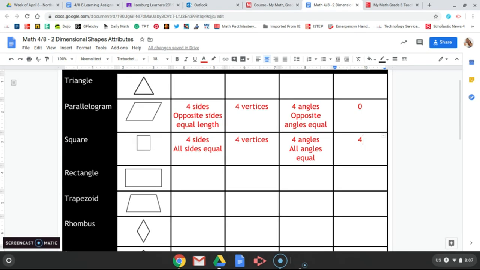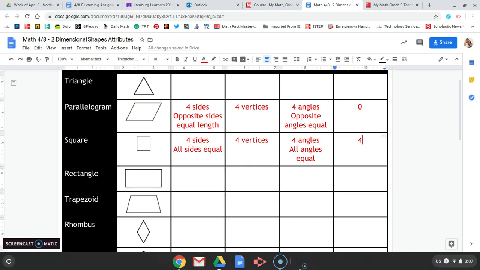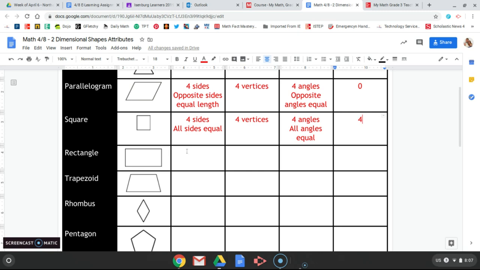So parallelograms is kind of a big group of shapes that share the same attributes. And then inside of that group, each of the shapes have their own special name. So a square is a special kind of parallelogram. Okay. All right, so now let's go to rectangles.